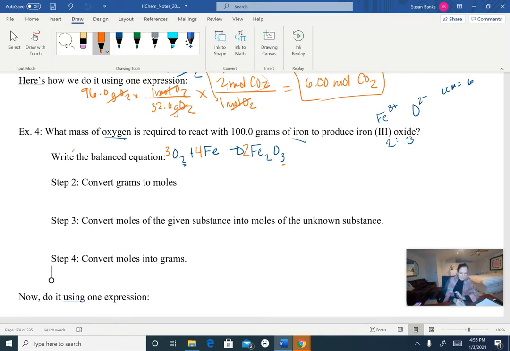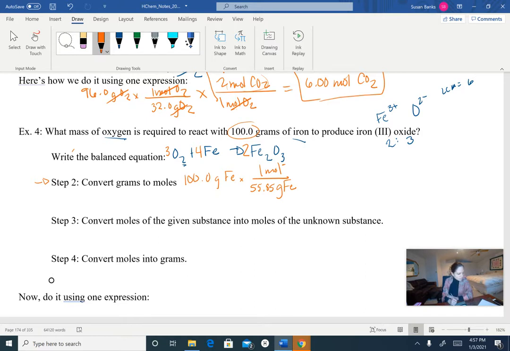So now the next step is to take what we know in grams and convert it into moles. So I've got 100 grams of iron. I need to look on my periodic table to figure out how many grams of iron are in 1 mole of iron. Does anybody remember? It is 55.85. 55.85 grams of iron are in 1 mole of iron.